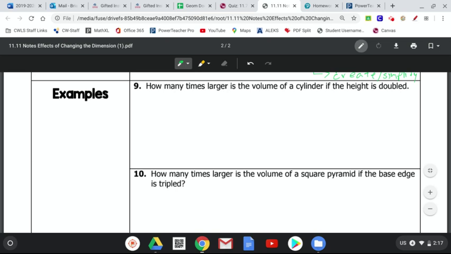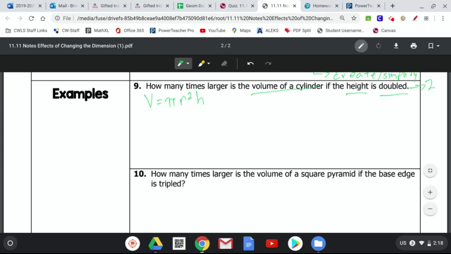All right, guys, we're going to start here with number 9. It asks how many times larger is the volume of a cylinder if the height is doubled? Doubled always means growing by, multiplying by 2. So for this, we have to figure out what the volume of a cylinder is. What's that formula? Volume equals pi r squared times height.